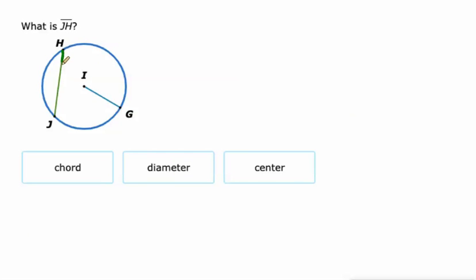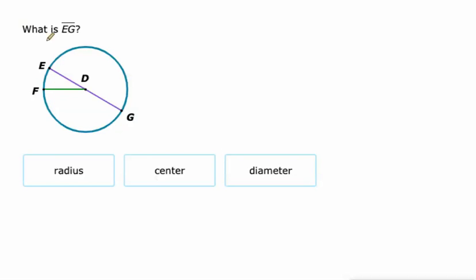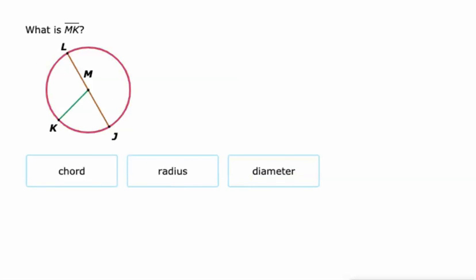JH connects two points on the circumference of the circle. That's a chord. EG connects two points on the circumference of the circle and goes through the center D. We call that the diameter. And lastly, a segment that connects the center of the circle to a point on the circumference of the circle, like MK, we call that the radius.